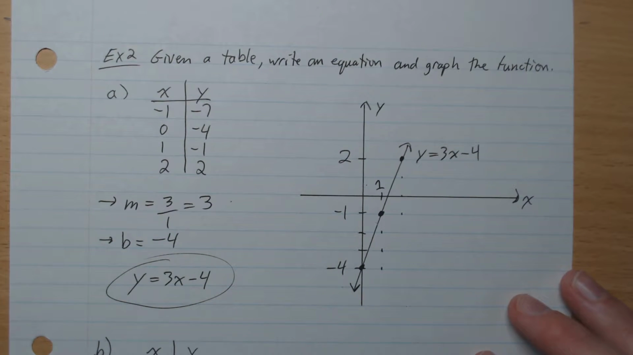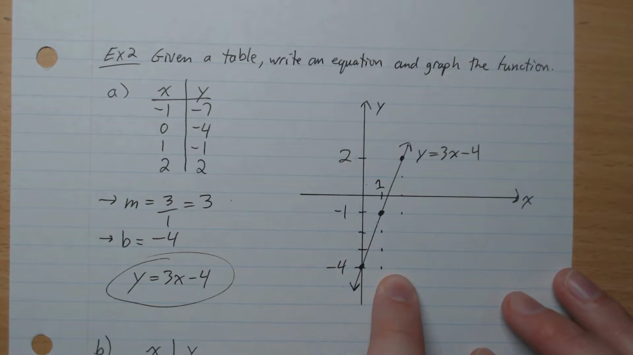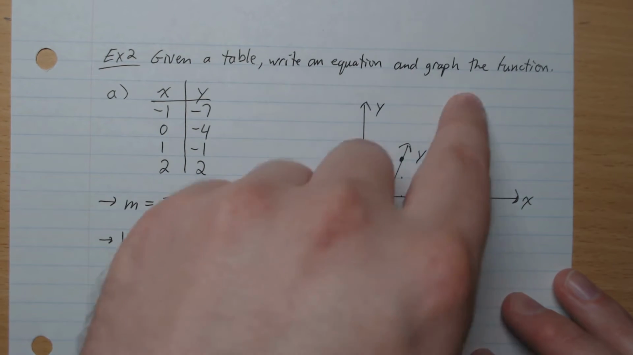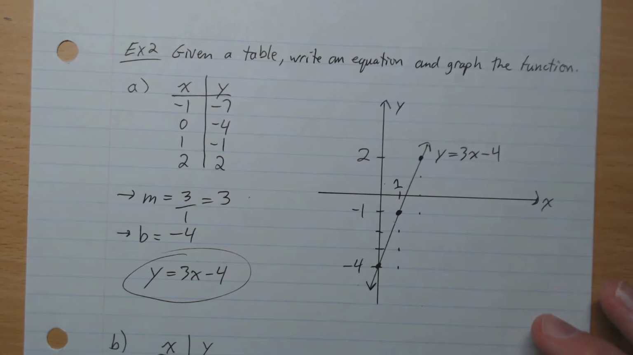And then we just graph this function here. We start at negative 4, over 1, up 3, over 1, up 3. And so there is the graph of our function.